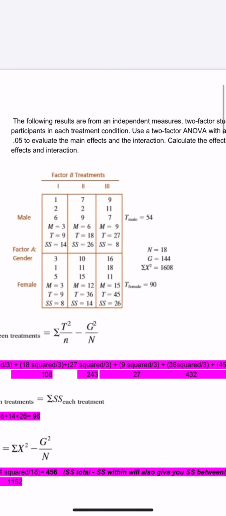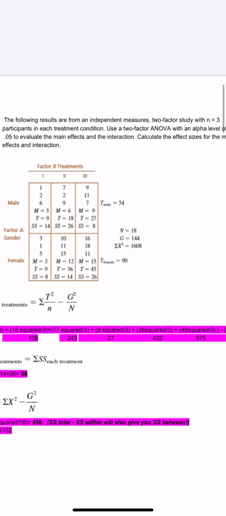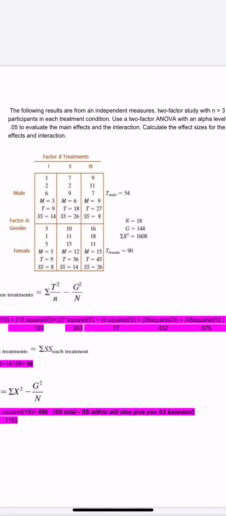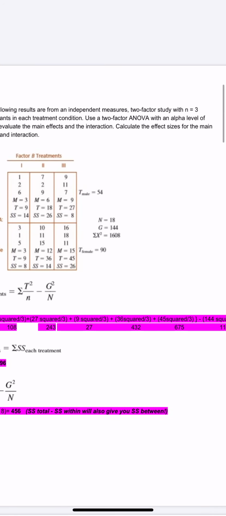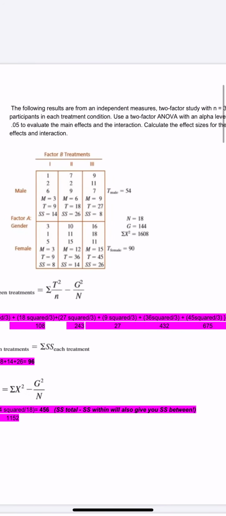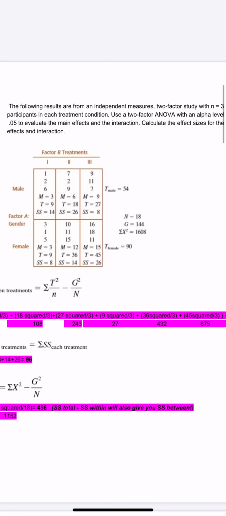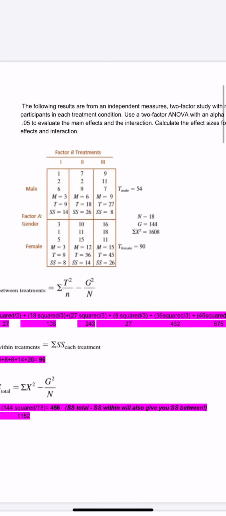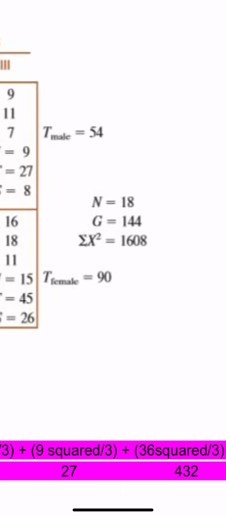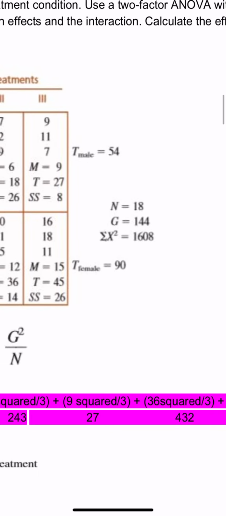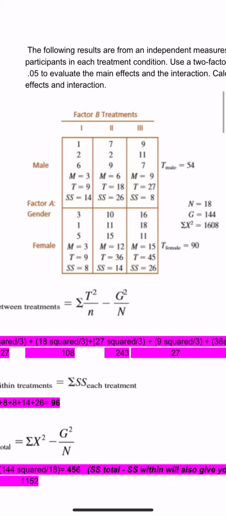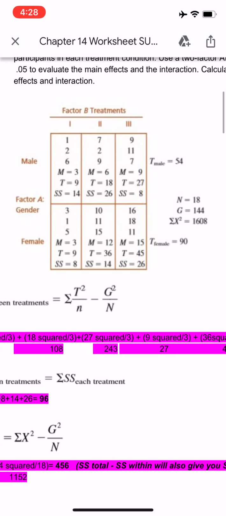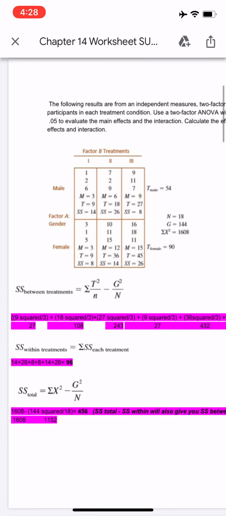The following results are from an independent measures two-factor study with n equals 3 participants in each treatment condition. Use a two-factor ANOVA with an alpha level of 0.05 to evaluate the main effects and the interaction. Calculate the effect sizes for the main effects and interaction. We're given big N, G, and sum of x squared. Again, this is all from chapter 13. The new things that we have are columns and rows, which we'll see.